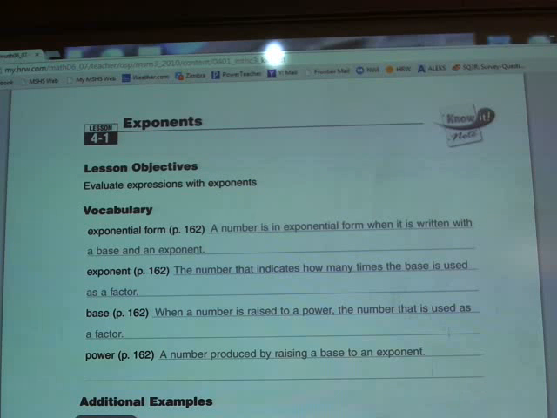Base: when a number is raised to a power, the number that is used as a factor. And a power: a number produced by raising a base to an exponent.